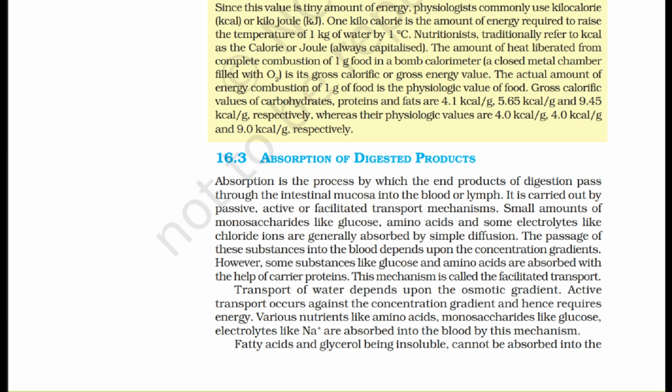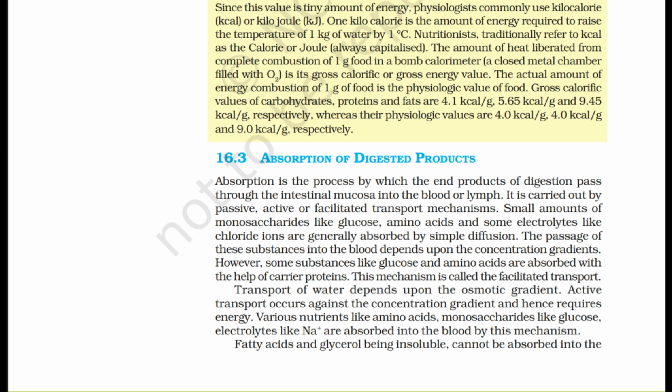The amount of heat liberated from complete combustion of 1 gram of food in a bomb calorimeter is its gross calorific or gross energy value. The actual amount of energy from combustion of 1 gram of food is the physiologic value of food. Gross calorific values of carbohydrates, proteins and fats are 4.1 kilocalorie per gram, 5.65 kilocalorie per gram and 9.45 kilocalorie per gram, respectively, whereas their physiologic values are 4.0 kilocalorie per gram, 4.0 kilocalorie per gram and 9.0 kilocalorie per gram, respectively.